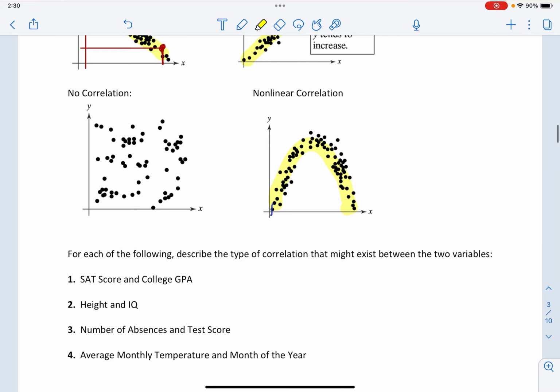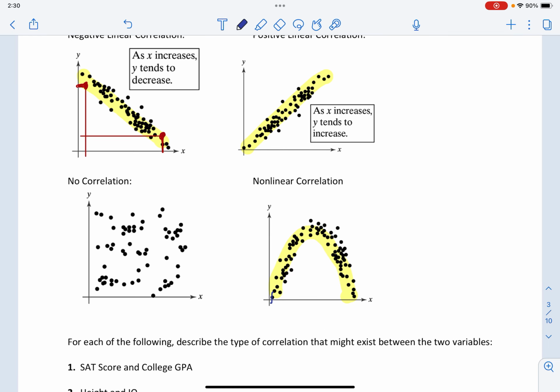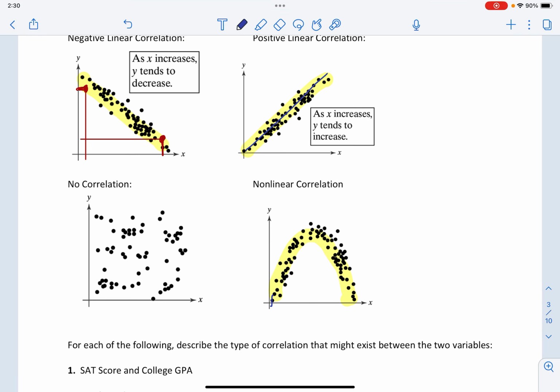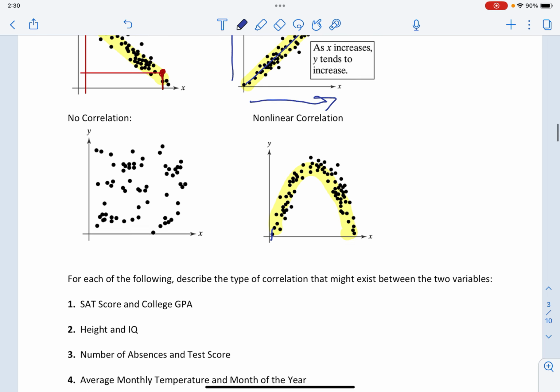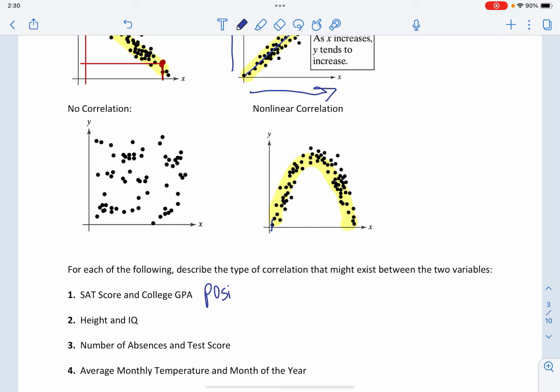All right, let's associate these with some real-world data. For each of the following, what type of correlation would you expect? If we look at SAT scores versus college GPA, what kind of correlation would you expect? Well, you would expect as SAT scores rise, so would college GPA. So they would rise together. That would give that positive trend, right? As x increases, y tends to increase as well. So that would be a positive correlation.